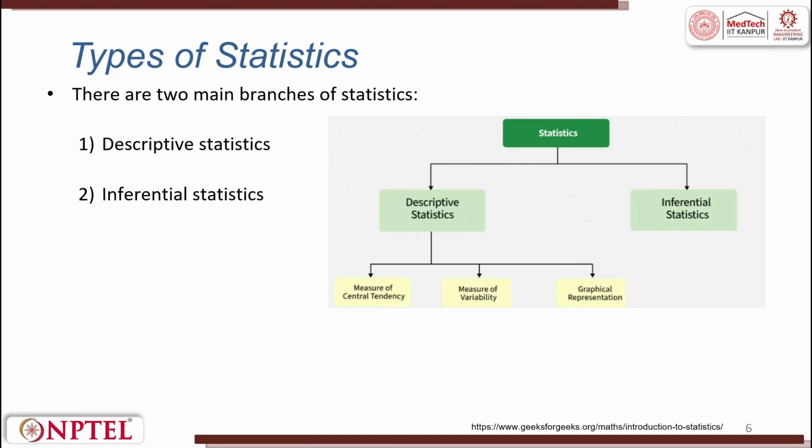There are multiple types of statistics. I will talk about descriptive and inferential statistics. Other than that, we have predictive statistics. What is predictive? We predict about the future, we predict about the demand, we predict about the weather. That is predictive statistics. Prescriptive statistics.